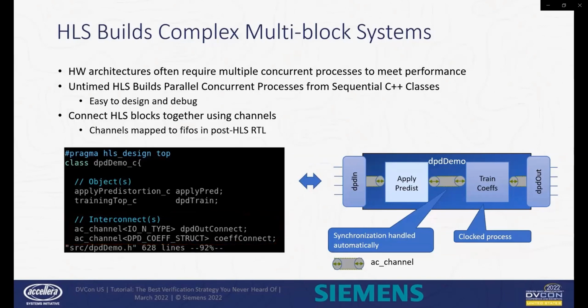At this point, we've completed the design of our DPD, consisting of multiple leaf blocks stitched together, yet all done via HLS. And thus, this concludes the section on HLS design. We'll now move on to high-level verification, or HLV.